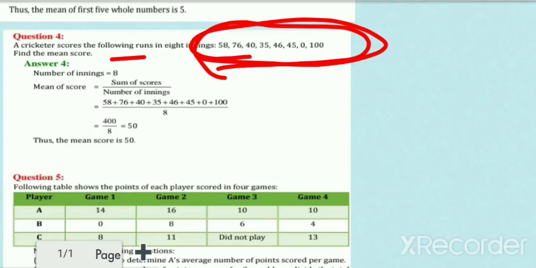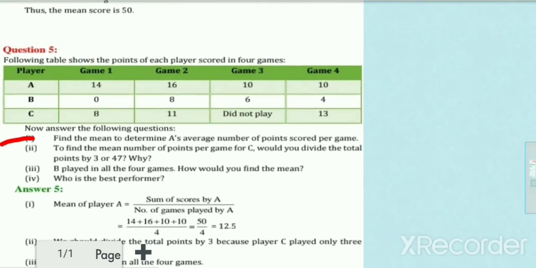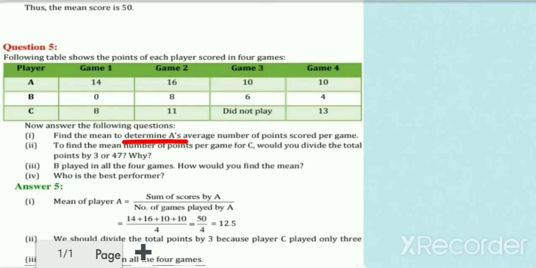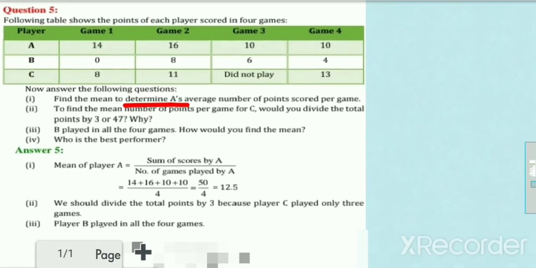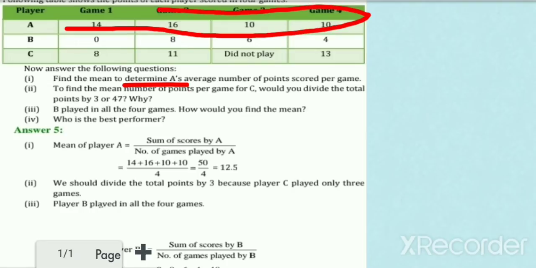Now question number 5 is: find the mean. Here 2 teams are given. Sorry, 3 teams: A, B, C. Now question number 1, find the mean of A. We have to find the mean of A. So we know that mean is equal to sum of all numbers upon total numbers. So we are adding 14, 16, 10 and 10, sum of all numbers upon total, which is 4. So as soon as we divide, we get 12.5.